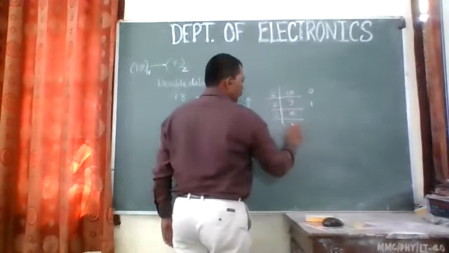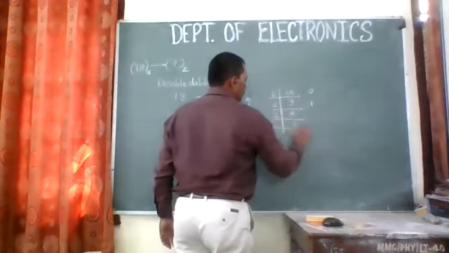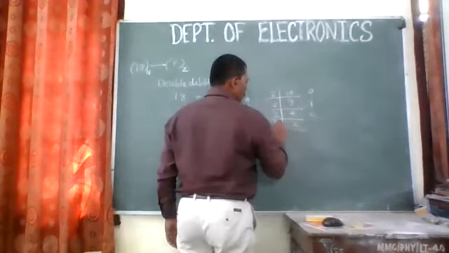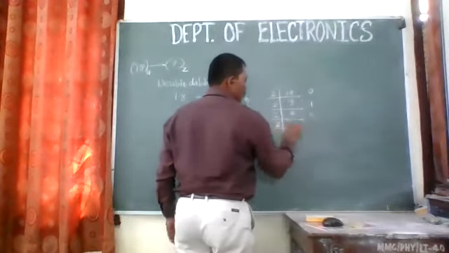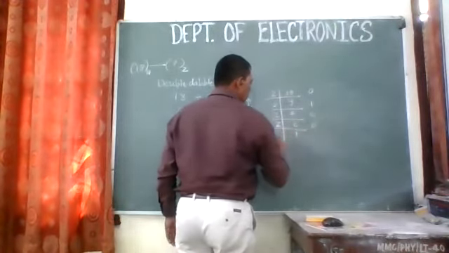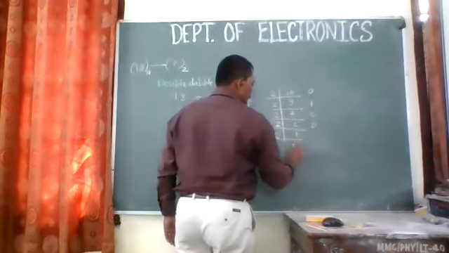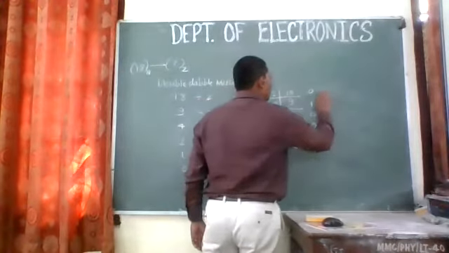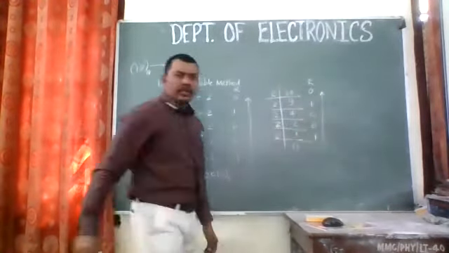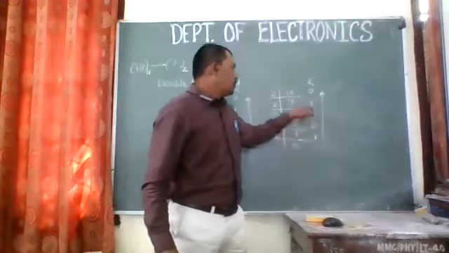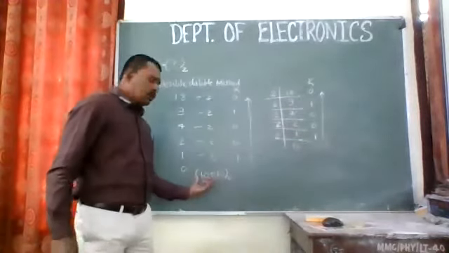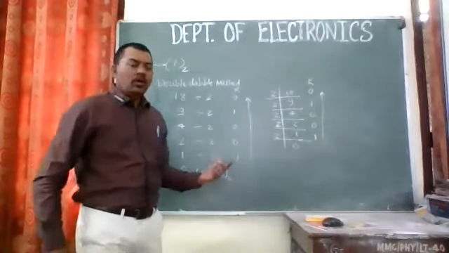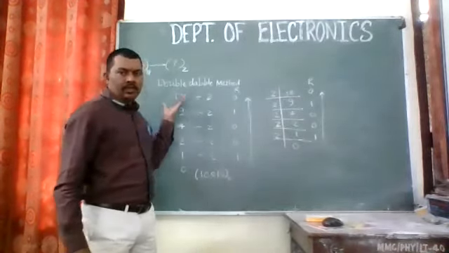Again divided by 2, so 2 twos are 4, remainder is 0. 2, 2 ones are 2, remainder is 0. Again divided by 2. So 2 zeros are 0 and remainder is 1. So again the same number will appear. So this is the remainder that we can write. So 1, 0, 0, 1, 0. So this is the binary number.